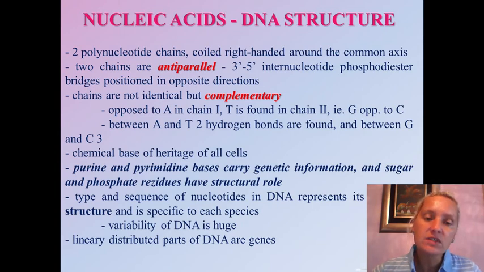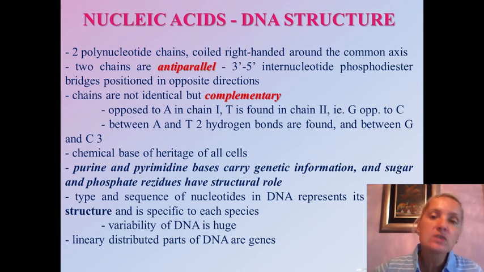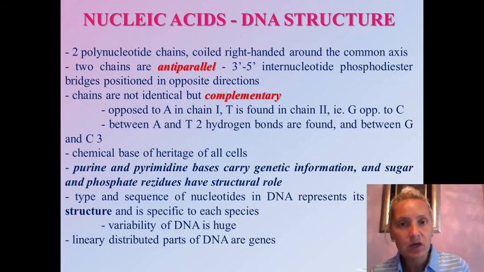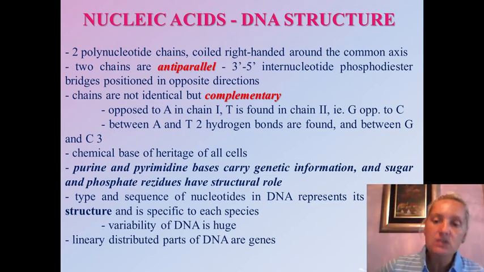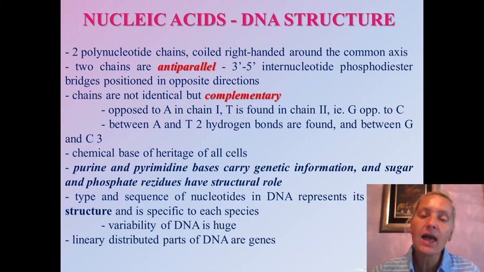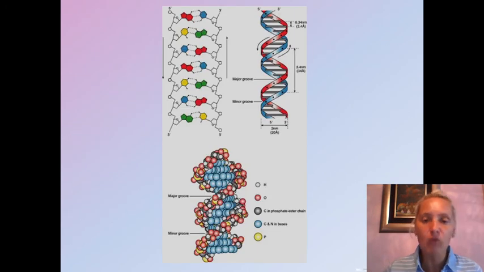Also, they noticed that those chains are not identical but rather complementary, which means that opposed to adenine in chain 1, we have thymine in chain 2, or opposed to guanine in chain 1, cytosine is found in chain 2. Also, they proposed that between adenine and thymine, 2 hydrogen bonds are formed, and between guanine and cytosine, 3 hydrogen bonds are formed.